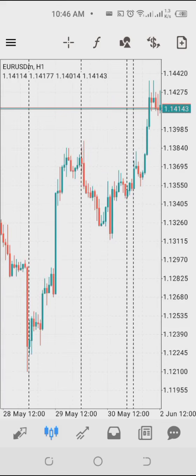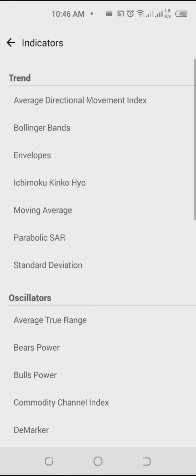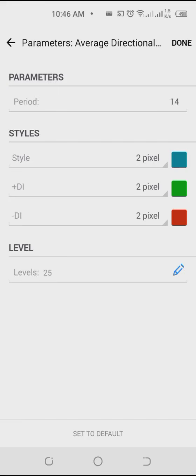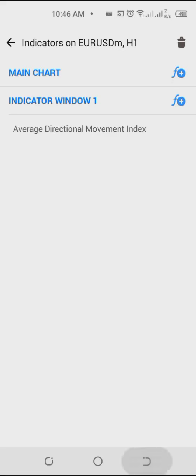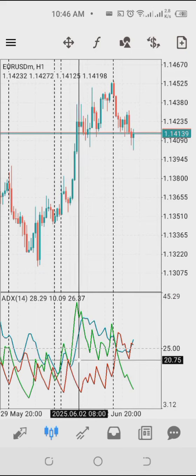So today we are going to be working with indicators like the Average Directional Index. So I'm going to add it to my chart. Now we're working with parameters like the period 14, and the style and pixels don't really matter anyway. The most important things here are the period and the levels we're going to be working with. So we're working with the level 25. You can pick whatever color you want, then we'll click on done, and go back to the chart. So this is my Average Directional Index here.